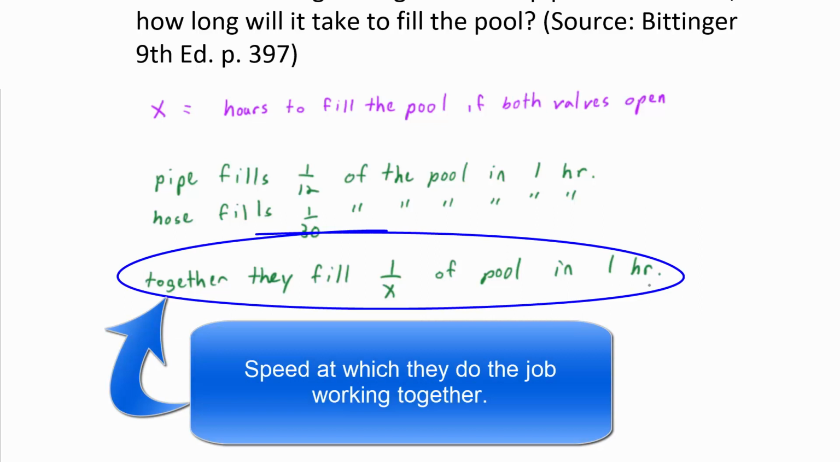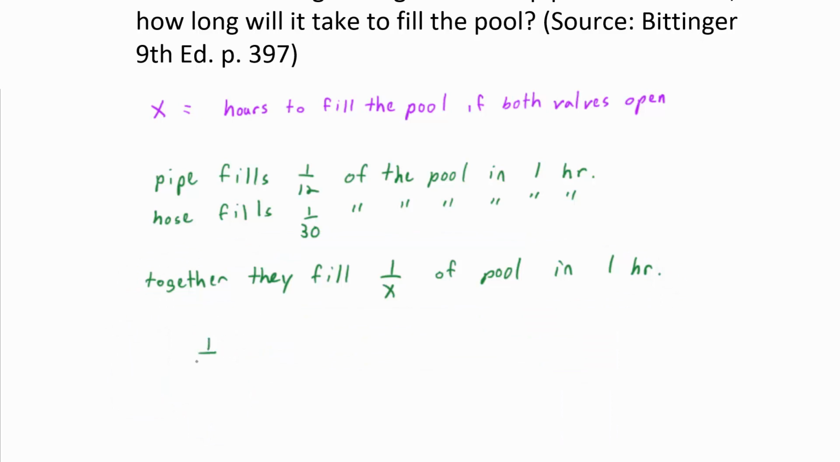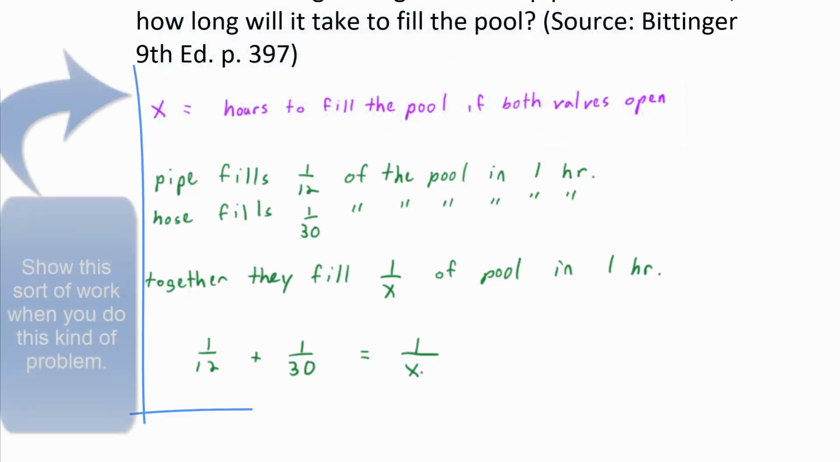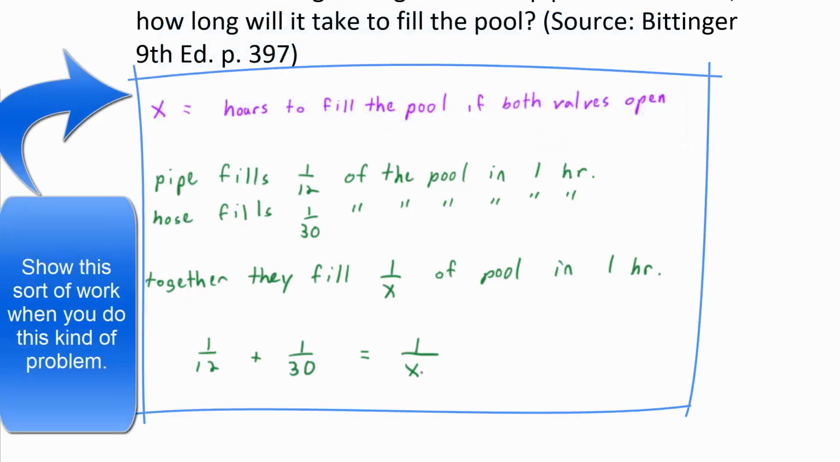Now that everything's in terms of the same units, it should make sense that we can add the speeds together. So the pipe fills 1/12 of the pool in 1 hour. The hose fills 1/30. And shouldn't that equal the speed at which they fill the pool when they're working together, which is 1 over x? Does everybody see the equation coming out of this? Yeah? So you get 1/12 plus 1/30 equals 1 over x. Does that make sense to you?